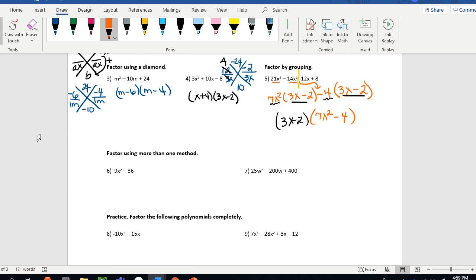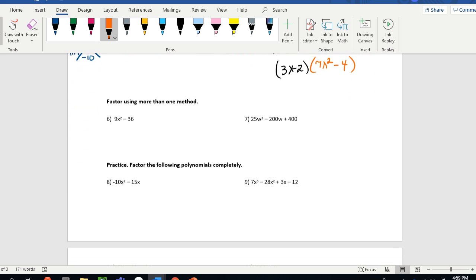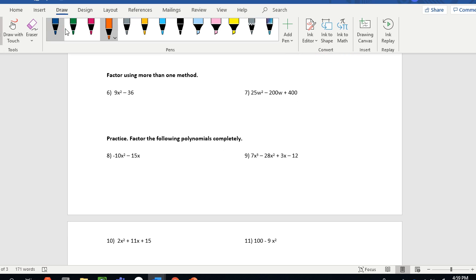Select, roll the page. There we go. All right, so factor using more than one method. The best way to do this one is to pull out the 9, x squared minus 4. Now we have a difference of 2 squares. We get x plus 2, x minus 2.